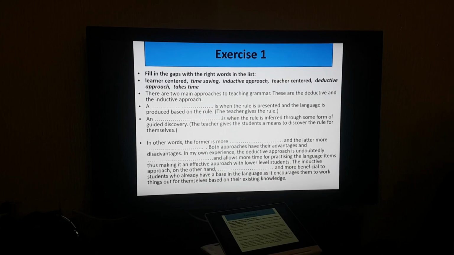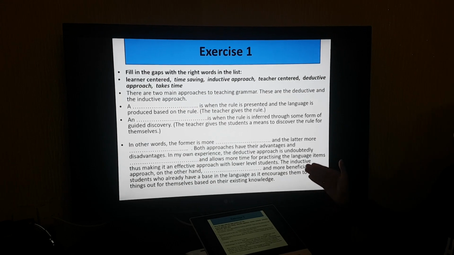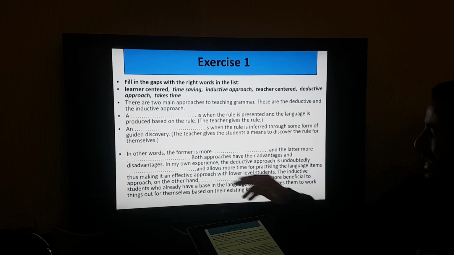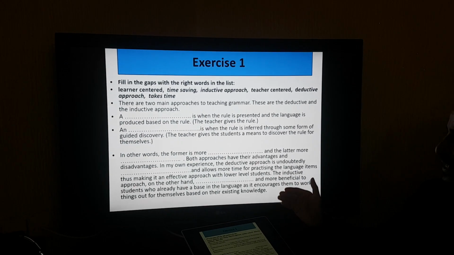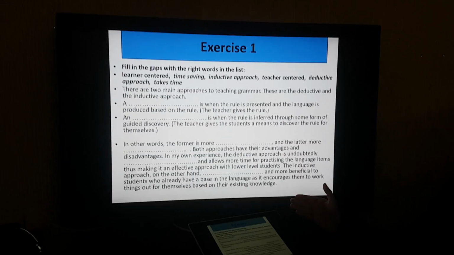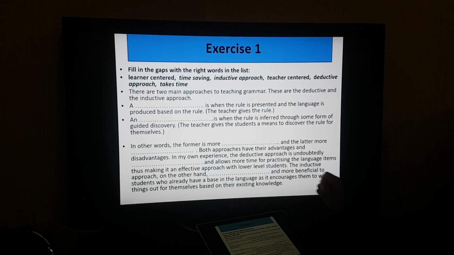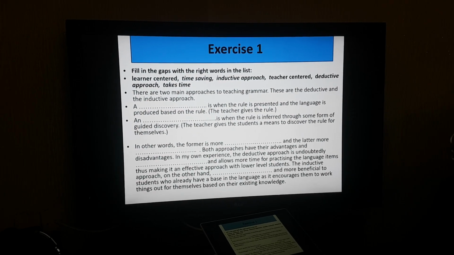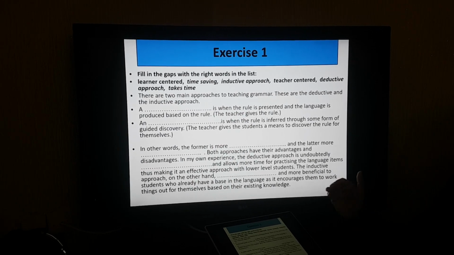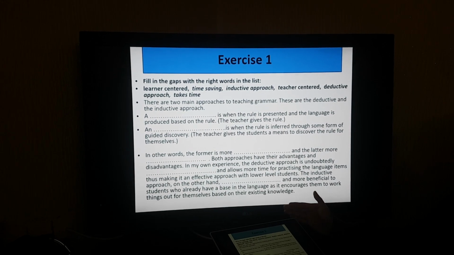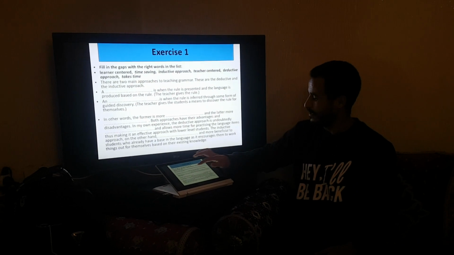Both approaches have their advantages and disadvantages. In my own experience, the didactic approach is undoubtedly time-saving and allows more time for practicing the language items, thus making it an effective approach with lower level students. The inductive approach, on the other hand, takes time and is more beneficial to students who already have a base in the language, as it encourages them to work things out for themselves based on their existing knowledge. This is practice about 2 major approaches. Now, answers.